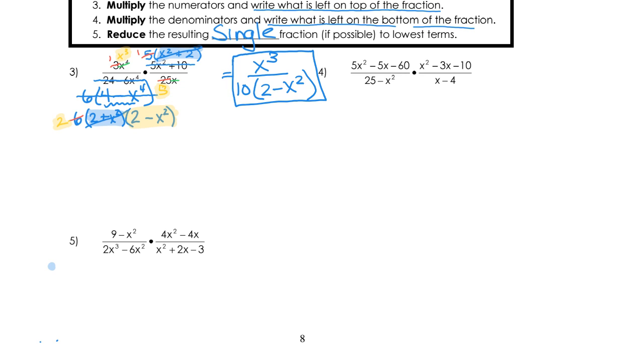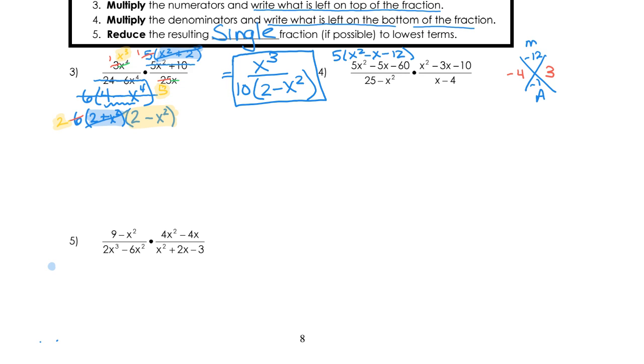Okay, number 4. Up at the top, that looks like a hard trinomial. However, I think I can pull a 5 out and turn it into a nice easy trinomial. So we're going to pull a 5 out, and I'll be left with x squared minus x minus 12. That's a nice easy trinomial, so I'm going to put my x box over here. I'm going to multiply to negative 12 and add to negative 1, and my numbers are going to have to be negative 4 and 3.